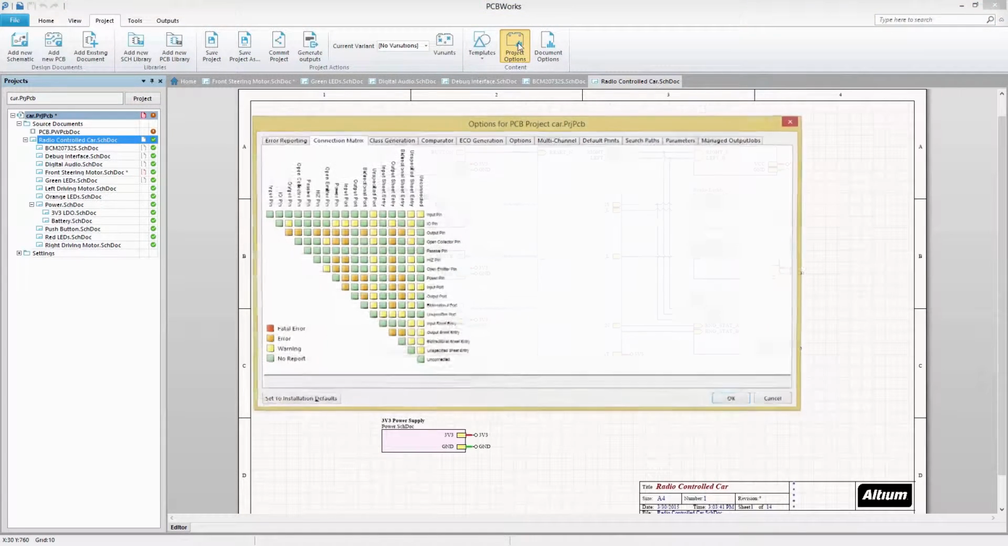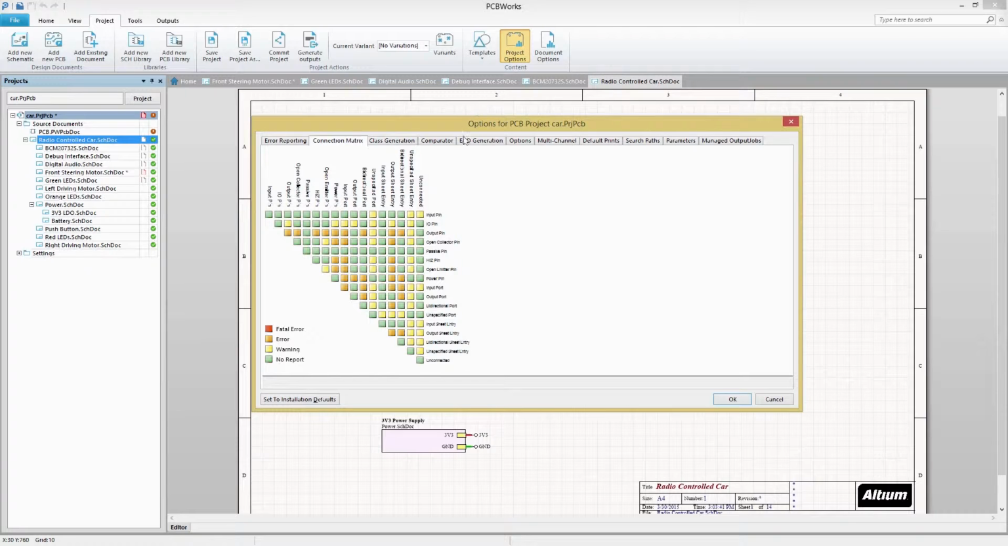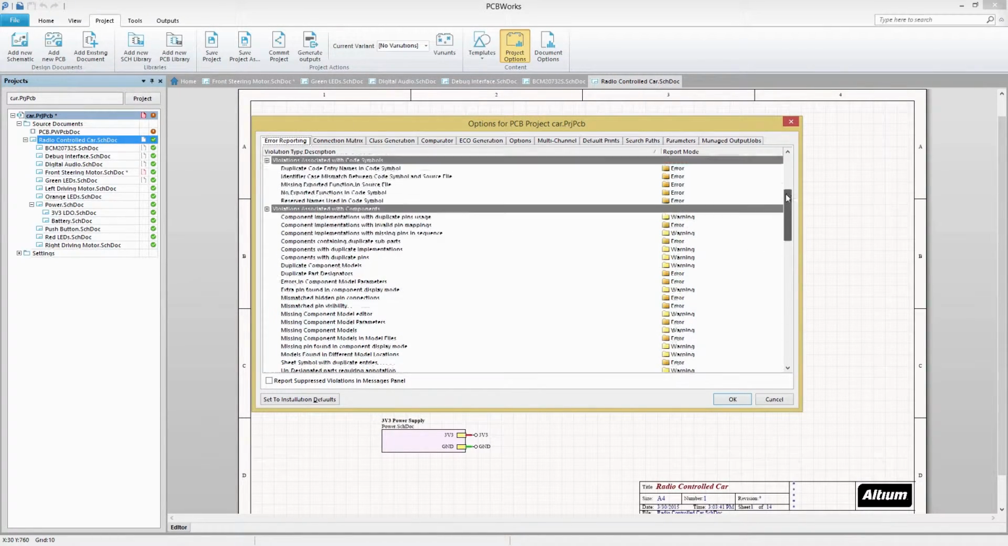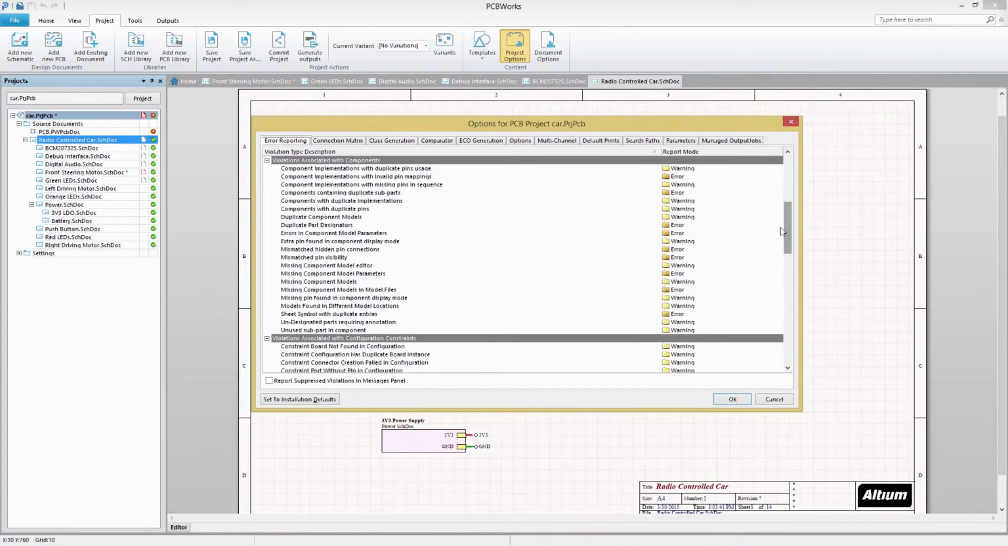A detailed and customizable electrical rule check system in PCBWorks keeps your schematics error-free during your design process. Easily customize a connection matrix to ensure proper connectivity in your design. Choose specific error check settings from the detailed list of predefined checks.